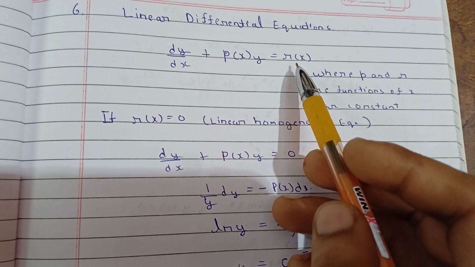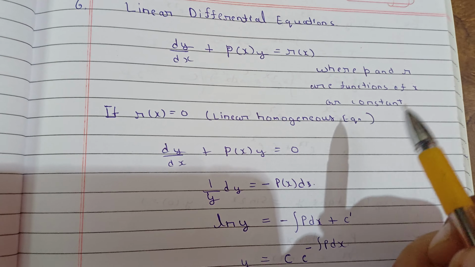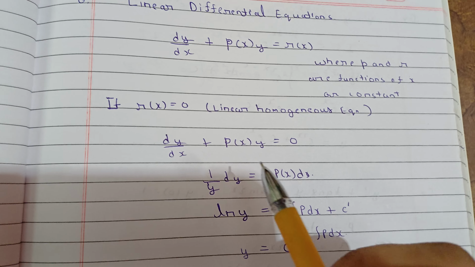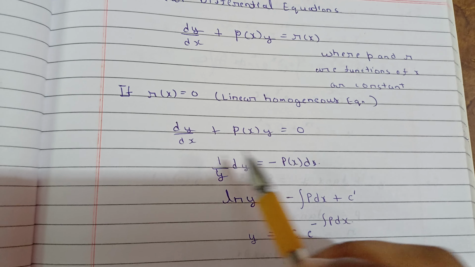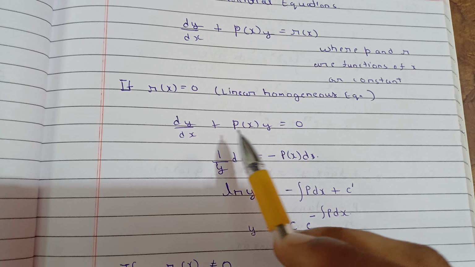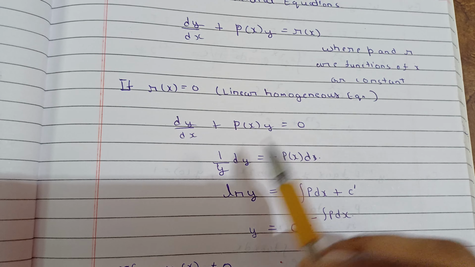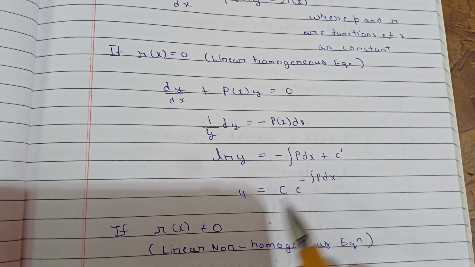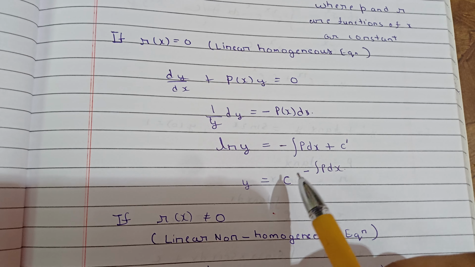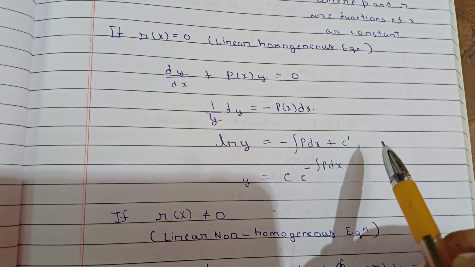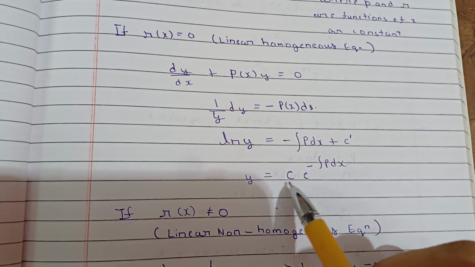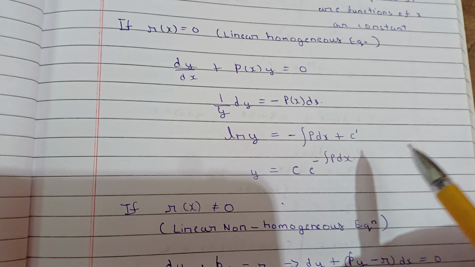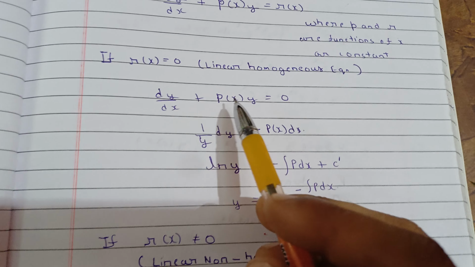If r(x) comes out to be 0, then we call it a linear homogeneous equation. If it equals 0, you can solve it easily by the separable method. Moving the terms, y goes to one side and minus p(x) dx to the other, which gives log y equal to minus the integral of p dx plus c dash, and e to the power c dash gives the constant c. So this will be your solution, y equal to this, for the linear homogeneous equation.